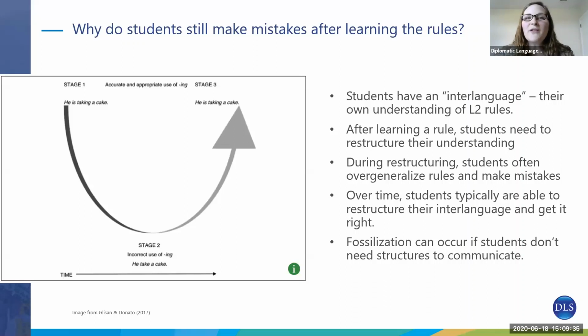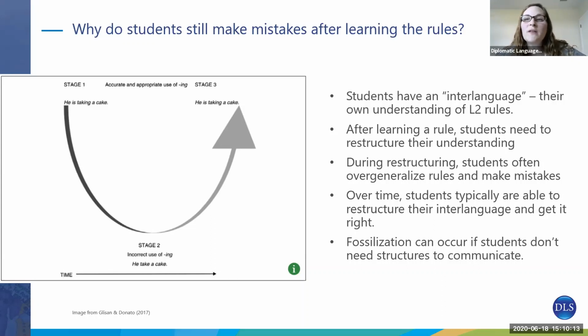So one of the questions is, why do my students still make mistakes after learning the rules? I've explained it to them a lot. They have had a lot of opportunity to practice, but they're still making mistakes. One of the explanations is this process that happens in your brain as you're trying to learn a language. And maybe as you think about how you've learned a second or a third language, you can relate to this kind of process.